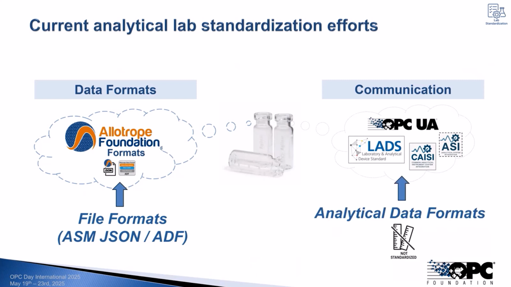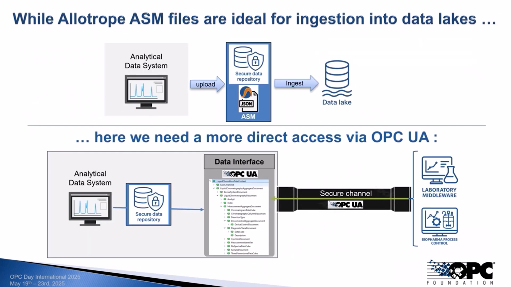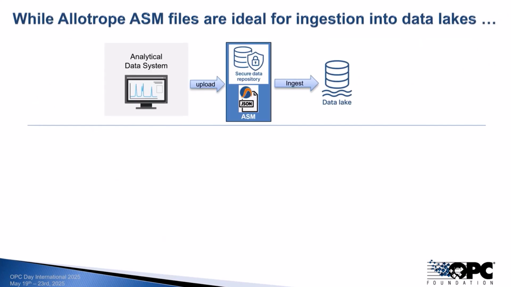But these do not specify analytical data formats so far. Bringing both worlds together, that means exposing the Allotrope data as OPC UA Information Model would fill the current gap. How to realize this? ASM files are ideal for ingesting a complete set of data into data lakes.